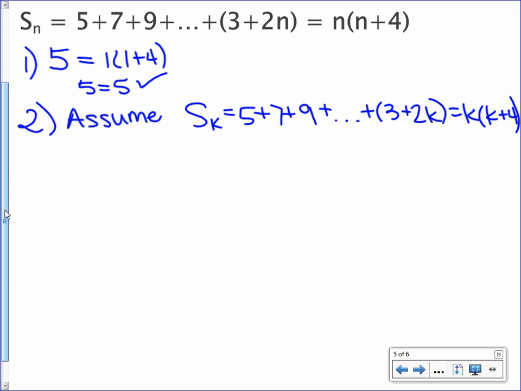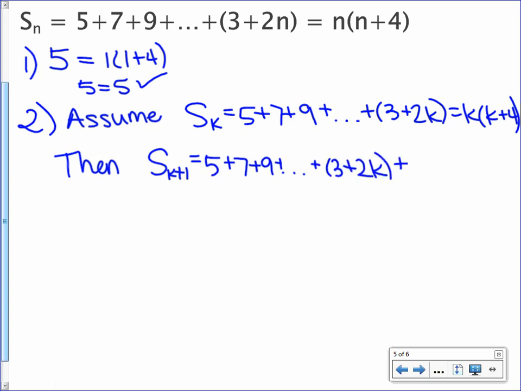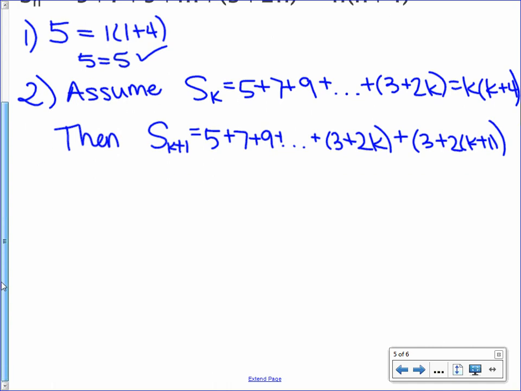Now, we want to look at the sum of our k plus 1 terms. The sum of the first k plus 1 terms needs to be the sum of our first k terms, and then we are going to add the next term. So 3 plus 2k is our k term. Now we need to add our k plus 1 term. Our goal is to get this to equal what?